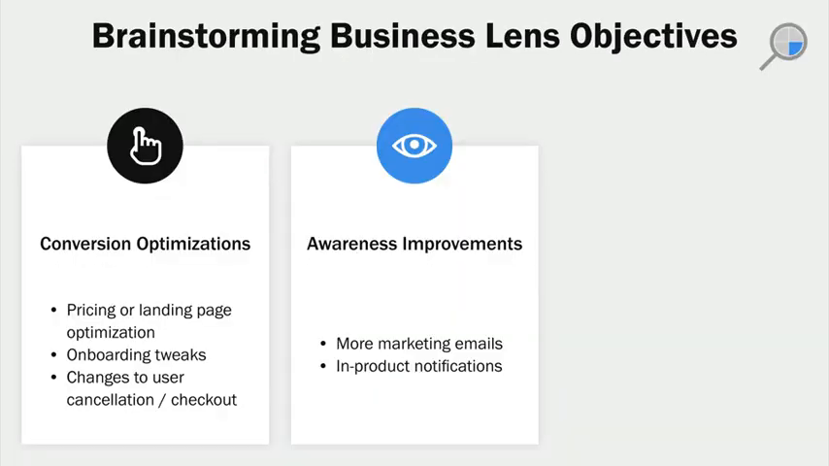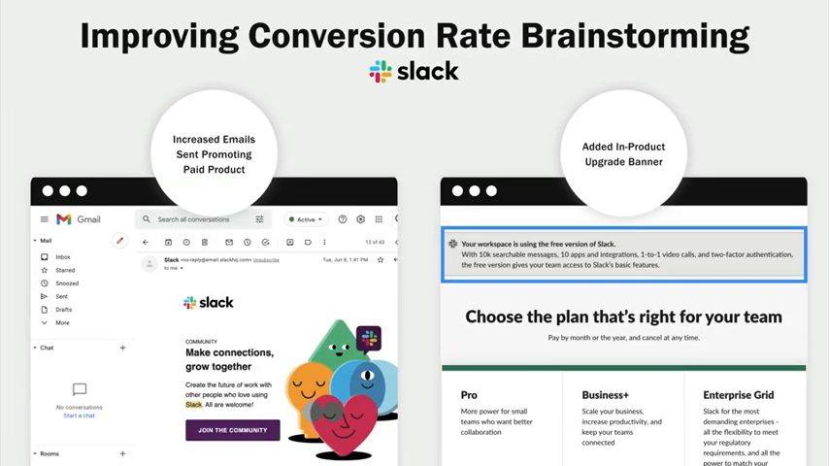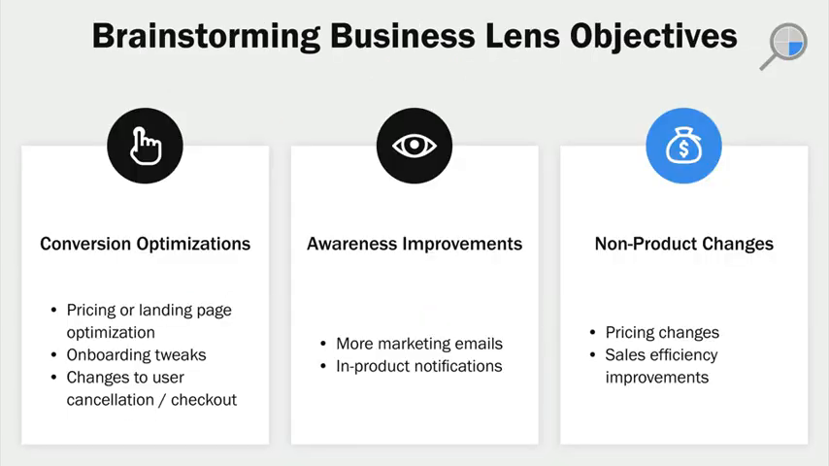The second common category of business lens objectives is awareness improvements. This includes more marketing emails or in-product notifications. The Slack example we discussed in Lesson 1 is a good one to consider. When Slack found it was user indexing on free-to-paid conversion, one of the immediate tweaks it could make was to improve the total number of people aware of the paid product. To that end, they became much more progressive with their email campaigns and added an in-product upgrade banner.